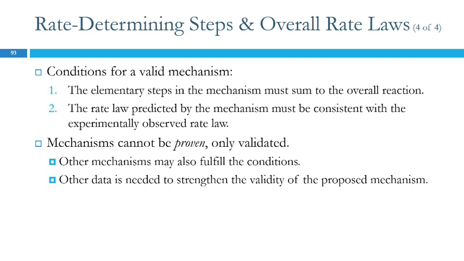So, conditions for a valid mechanism. The elementary steps have to add up to the overall reaction, and the rate law predicted by the mechanism needs to be consistent with the experimentally observed rate law. If those don't agree, then your mechanism is wrong. We can't prove mechanisms. In fact, we can't prove much of anything. We can validate stuff. We can prove things false, but we can't prove things true.